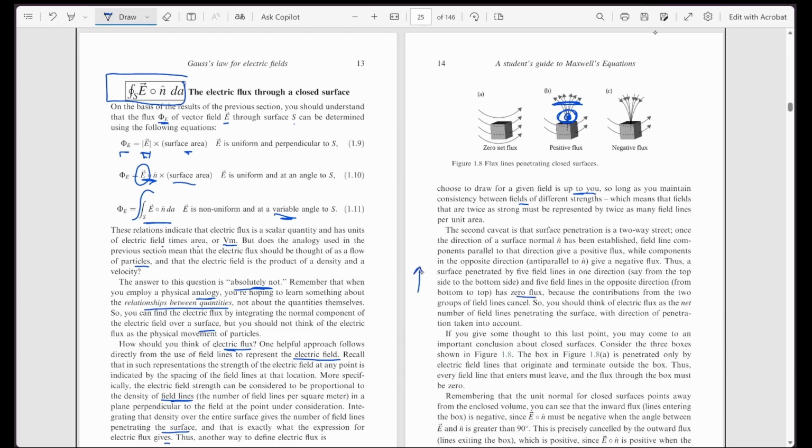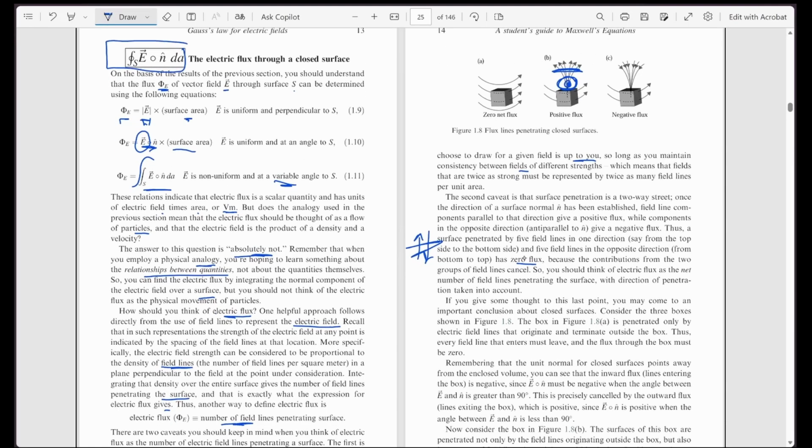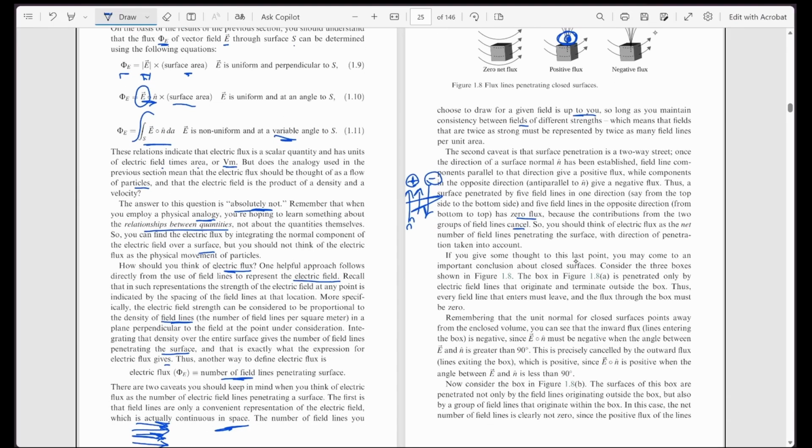For example, if we have a field this way and the other field this way, they're just going to cancel each other, giving us zero flux, because the contributions from the two groups of field lines cancel. So one has a positive direction, for example, if n was in this way, and the other one has a negative direction, opposite to n. So positive and negative will cancel. So you should think of electric flux as a net number of field lines penetrating the surface, with the direction of penetration taken into account.